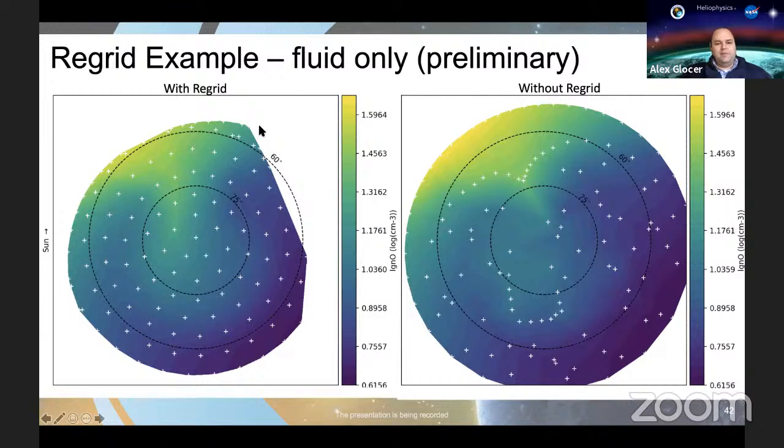Now, there is one problem with the regridding in that sometimes you can have a situation where some of the points on the boundary end up regridding into the interior of the simulation, and that's something that I'm fixing, but I'm not ready to show that yet. But that's why you see this sort of bite out on the edge.